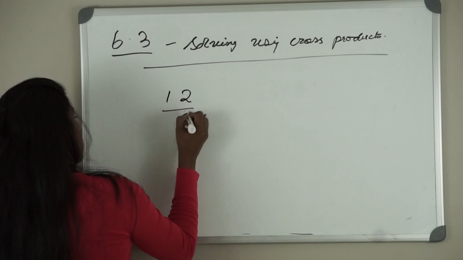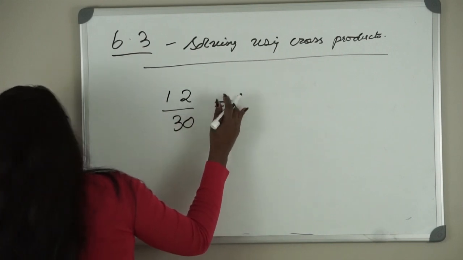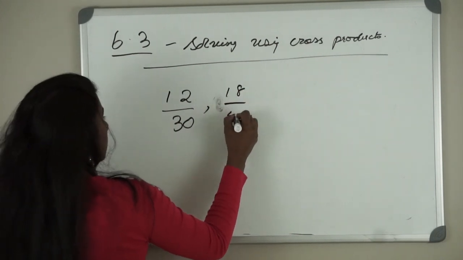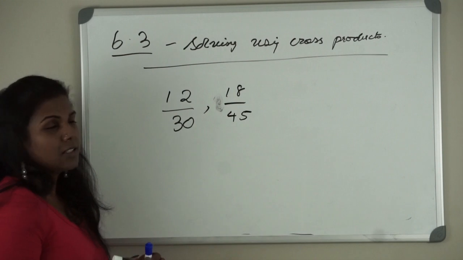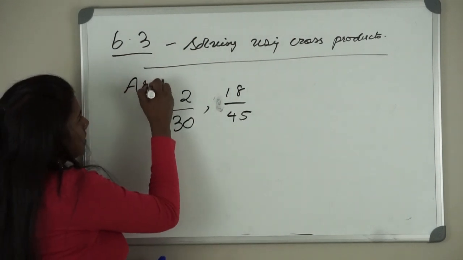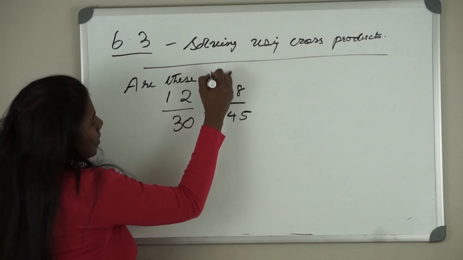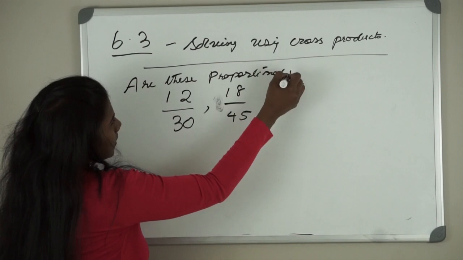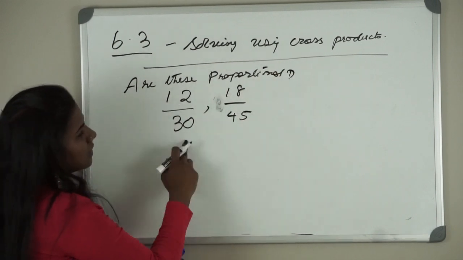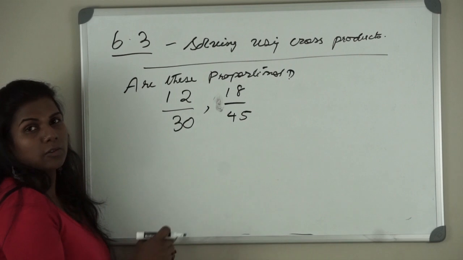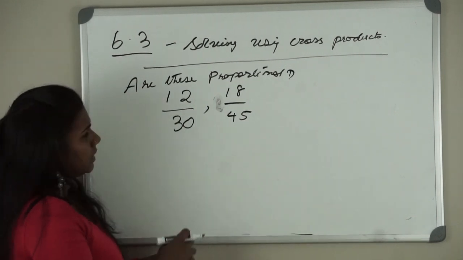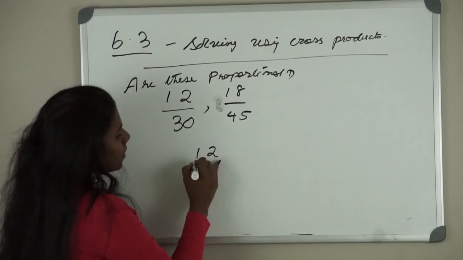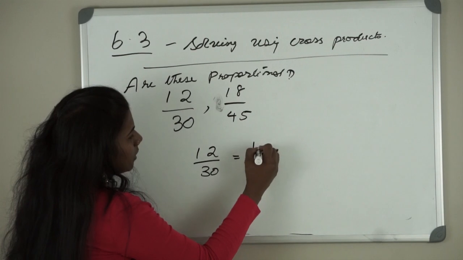They say 12 over 30 and 18 over 45, right? So they are asking you, are these proportional? That is the question. Apparently when you see this, it's tough to use the equivalent ratio method, right? It's not very apparent just by looking at it. So we can use the cross product and determine if these two are equivalent.